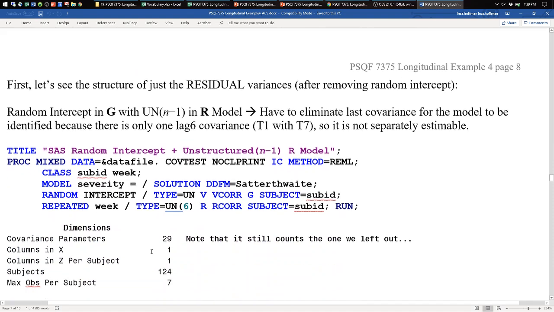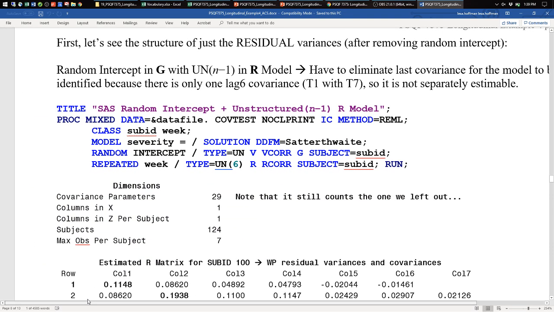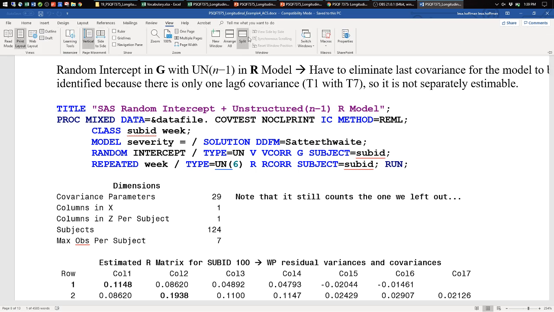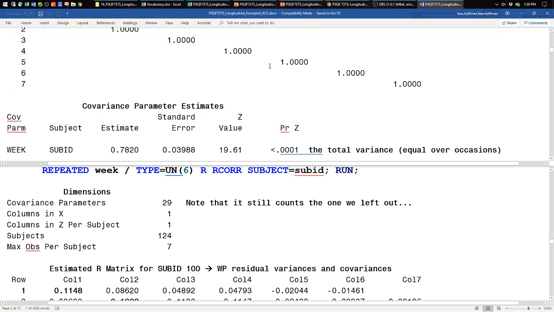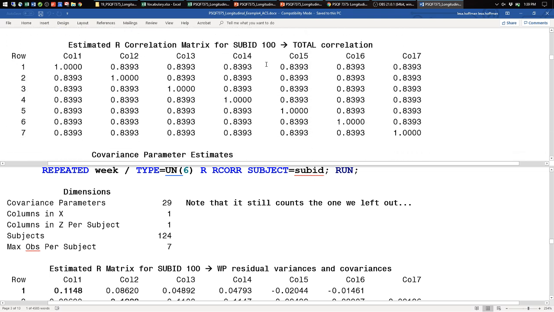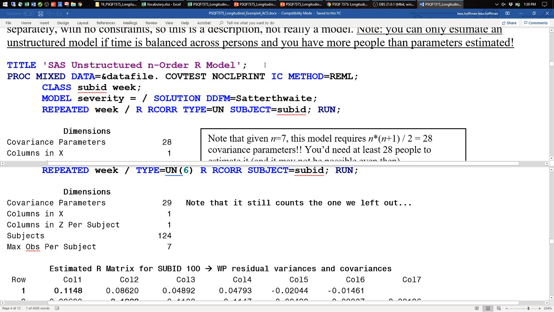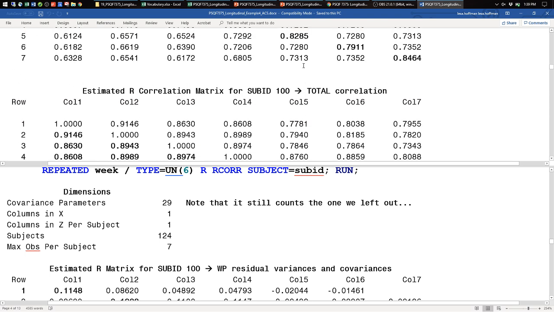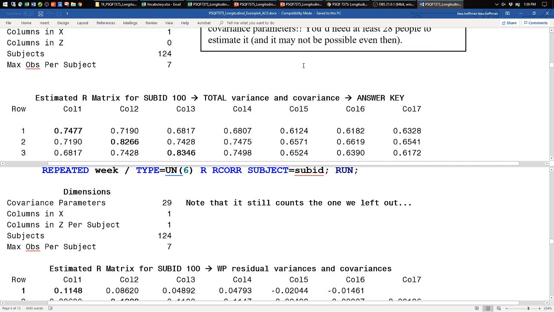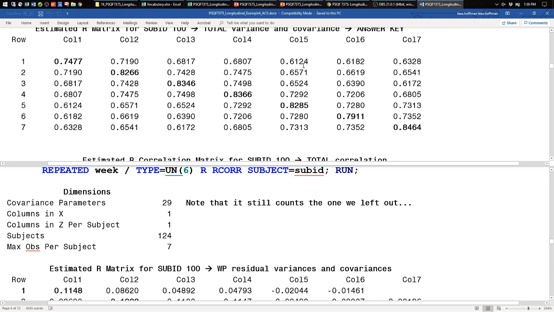Okay, so let me show you what this looks like here. I'm going to split my screen so that the top of the screen is the unstructured model that we looked at earlier. So what we did before, R only structure, repeated, type equals UN. Everything in one matrix, that's the data. That is our sweatpants that always are going to fit. You find it, here it is. There's my variance and covariance matrix, that's R.